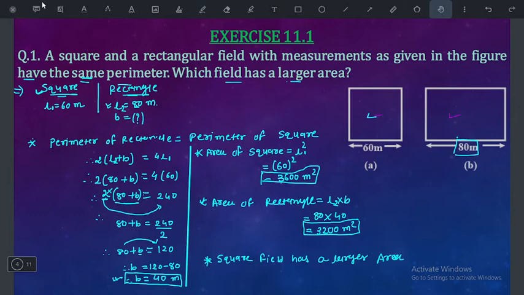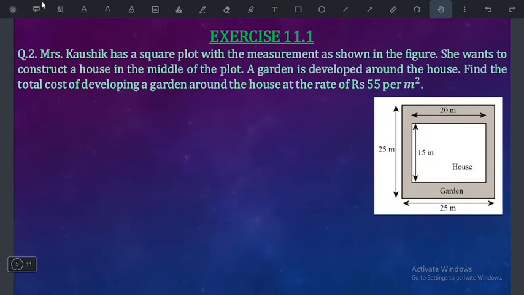Now question number 2. Mrs. Kaushik has a square plot with the measurement as shown in the figure. In the figure, you will be able to see here the square plot. It is measurement 25 meter by 25 meter.